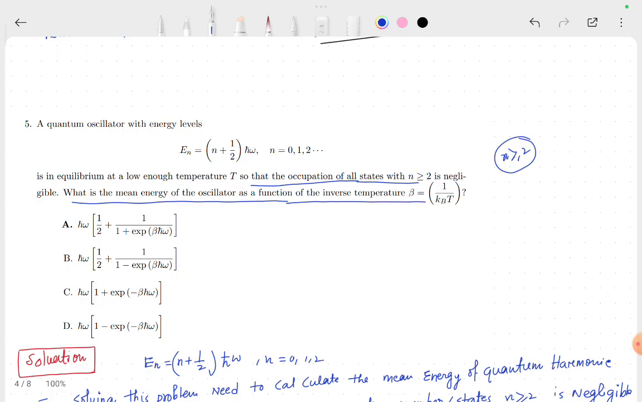So we actually calculate the mean energy for only two states. n equals 0, this is the ground state. This is a very easy question, right? Ground state, and n equals 1, first excited state. For these two states, we only calculate the partition function and then the mean energy. This is the main funda of this question.